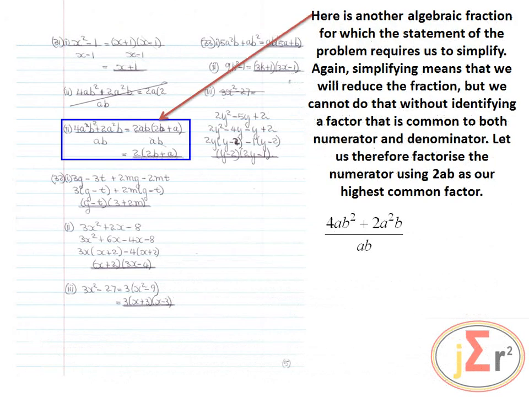Here is another algebraic fraction for which the statement of the problem requires us to simplify. Again, simplifying means that we will reduce the fraction, but we cannot do that without identifying a factor that is common to both numerator and denominator. Let us therefore factorize the numerator using 2ab as our highest common factor. So we will factorize the numerator by a highest common factor of 2ab.